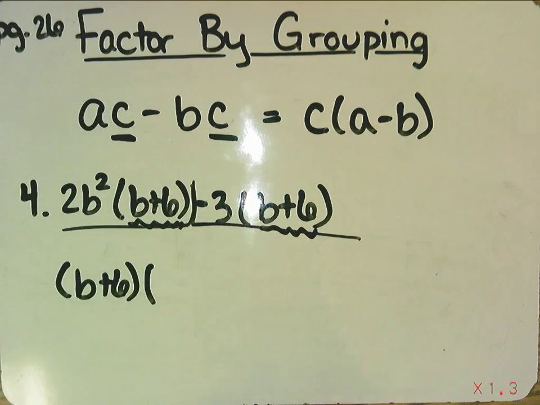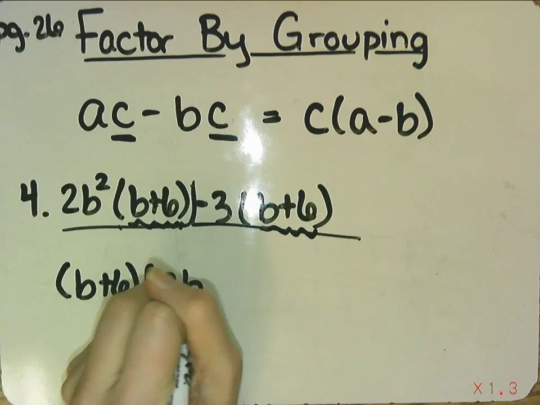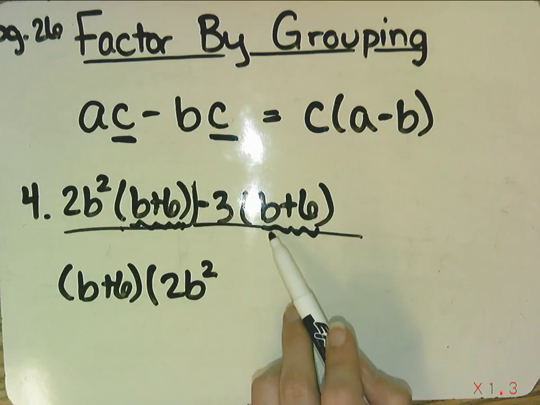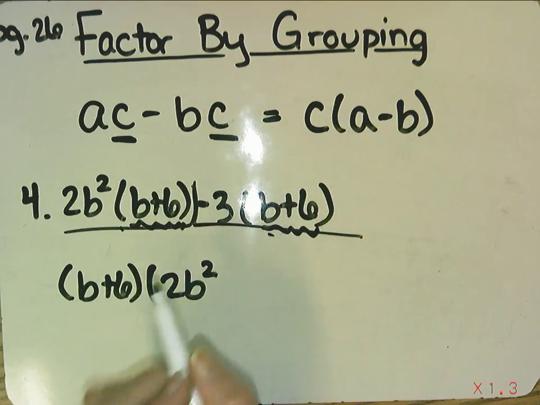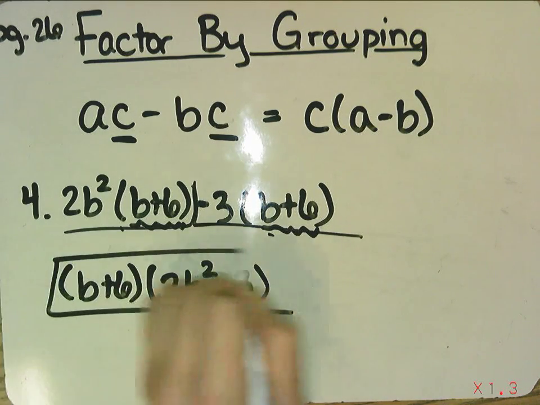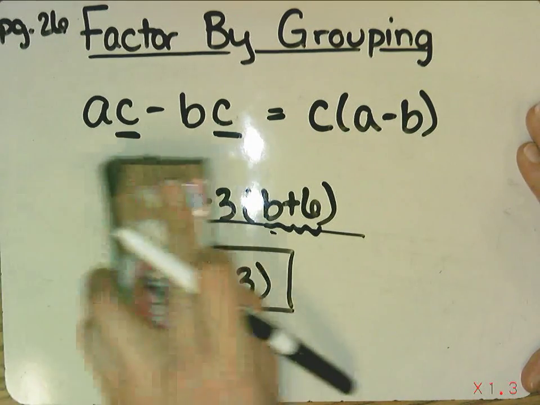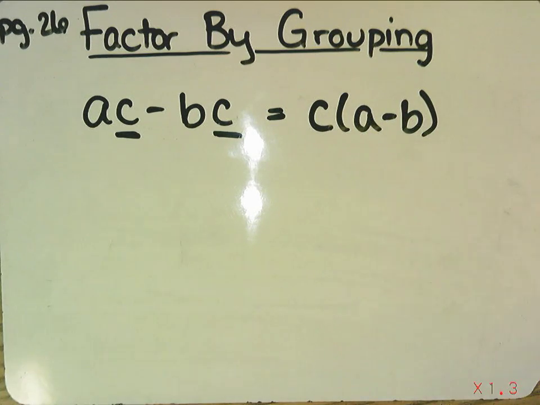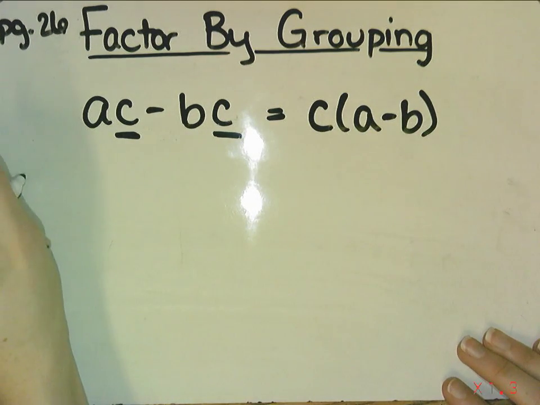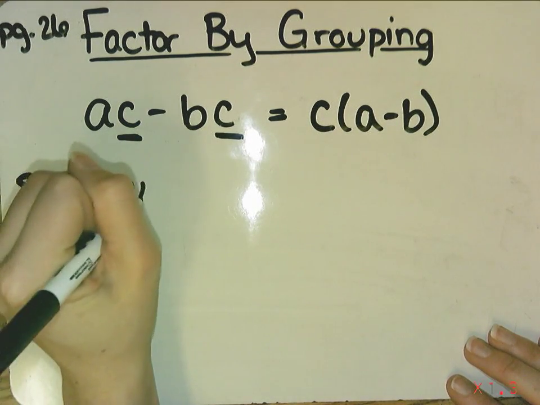And when I factor out b plus 6 from this term, I'm left with 2b squared. And when I factor out b plus 6 from this term, I'm left with negative 3. So this is my final answer for number 4. You're not always going to be given something to factor by grouping when it looks like that. It may look something like number 8, and it will probably most often look like number 8.